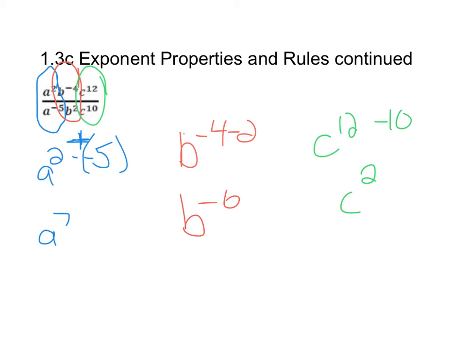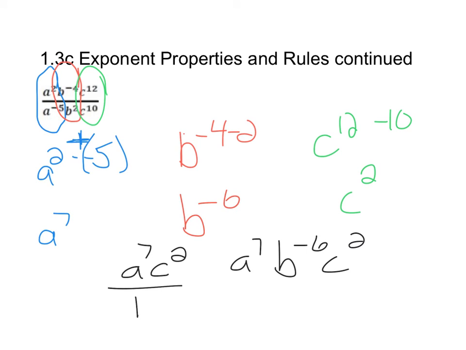So looking at all 3 of those parts, remember we just calculated, all of them are now a to the 7th, b to the negative 6, and c squared. One last thing we need to watch out for is that negative exponent. So if we rewrite it one more time and bring that b to the bottom, we now have a fully simplified problem.